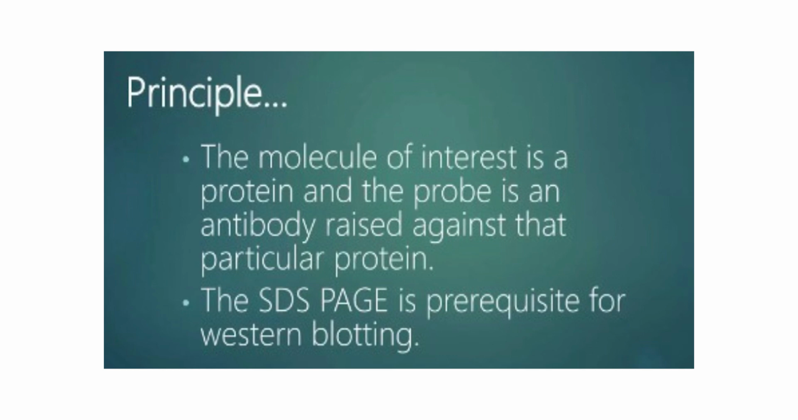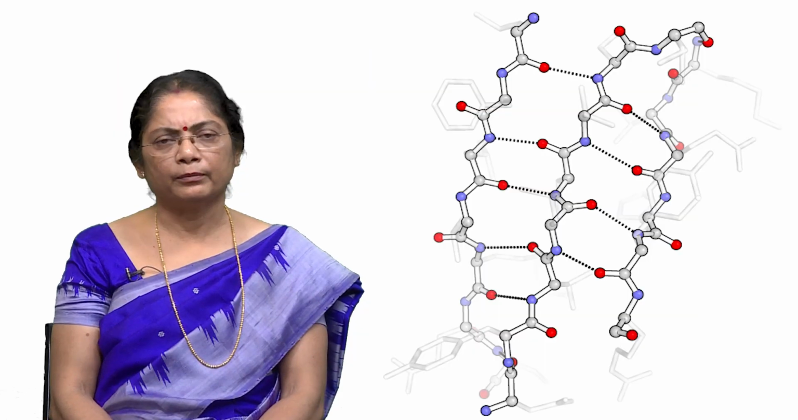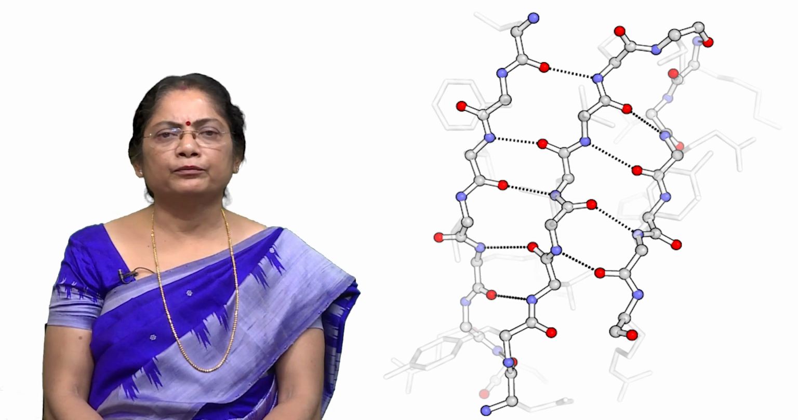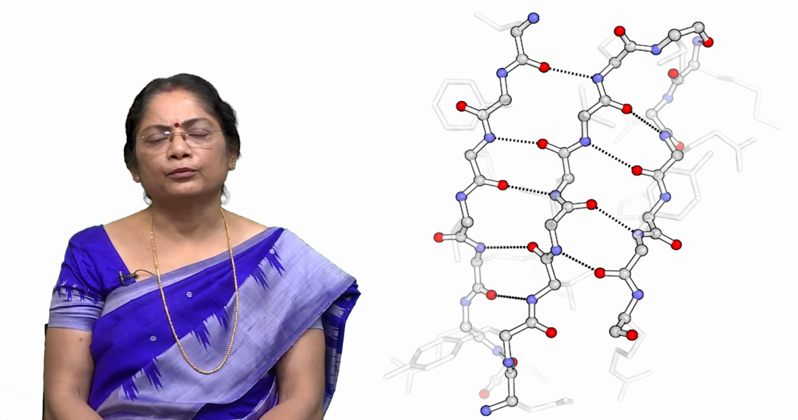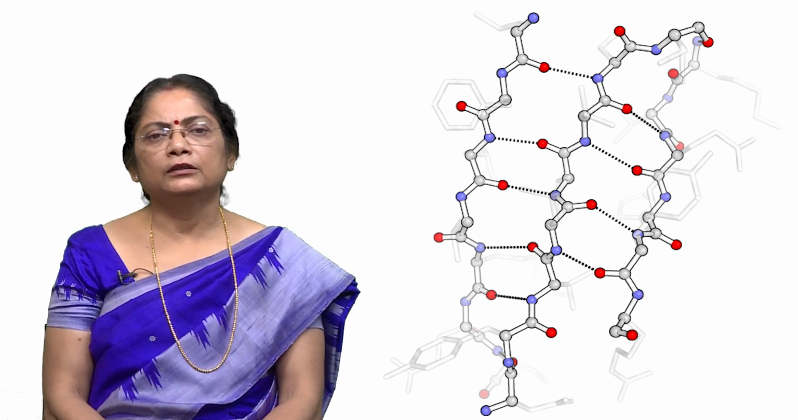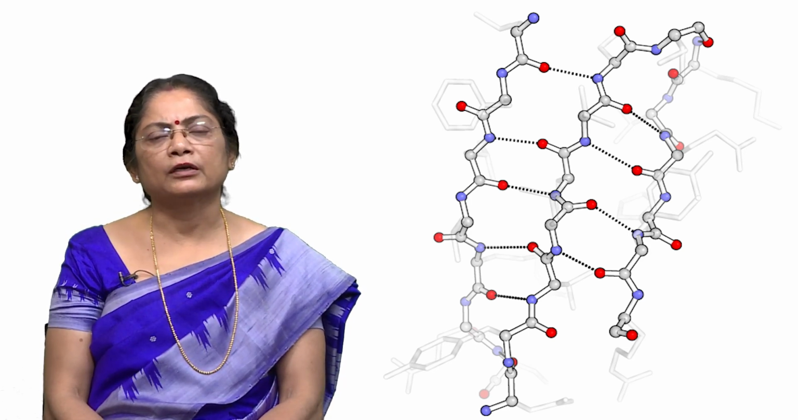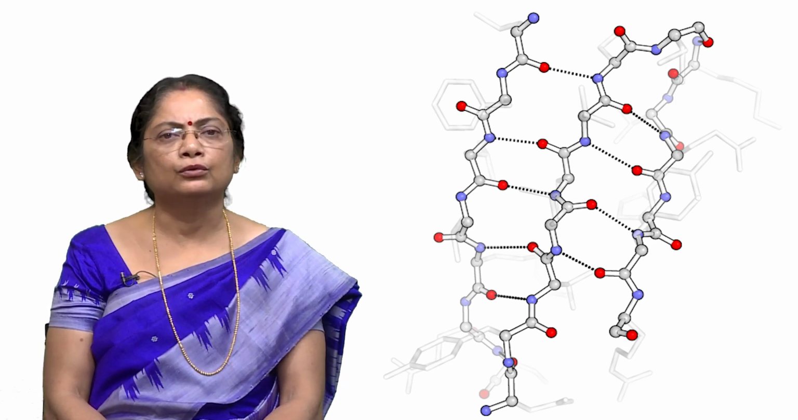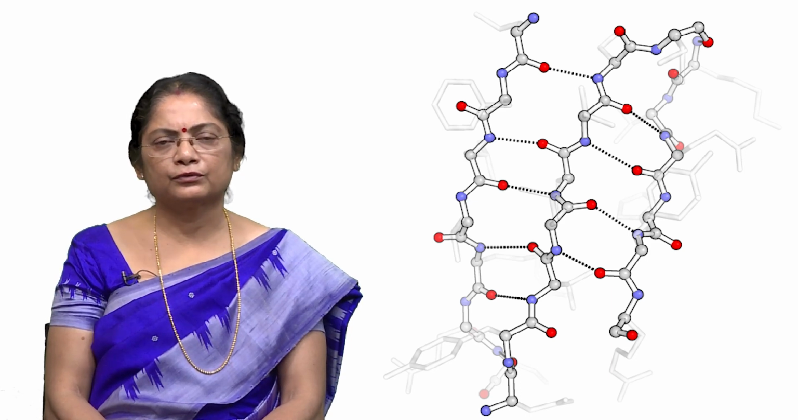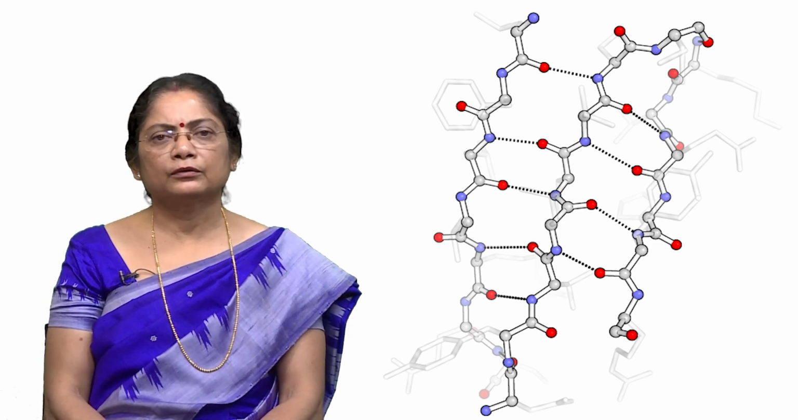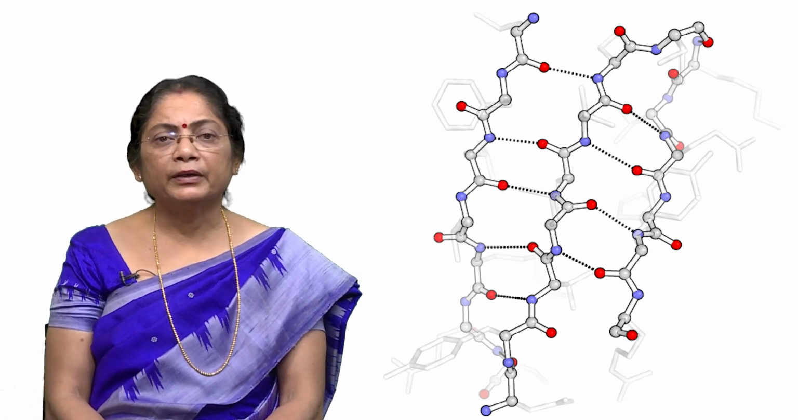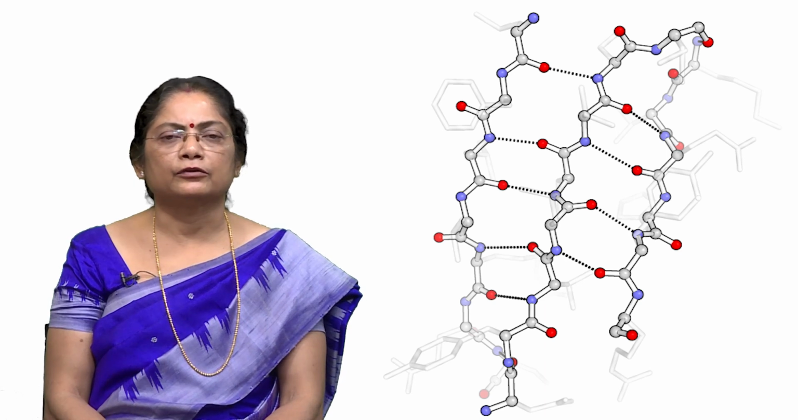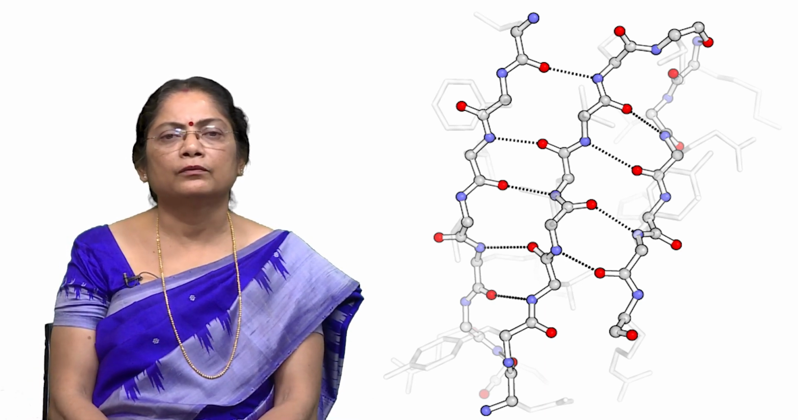As I have already said, the protein bands have to be transferred from the gel to the nitrocellulose paper. This process is known as blotting. For DNA we generally use agarose gel electrophoresis, and for proteins we use sodium dodecyl sulfate polyacrylamide gel electrophoresis. So first we have to perform SDS-PAGE so that we can separate the proteins of different molecular weight, and after that we can go for Western blotting.